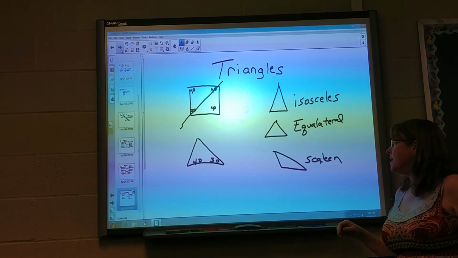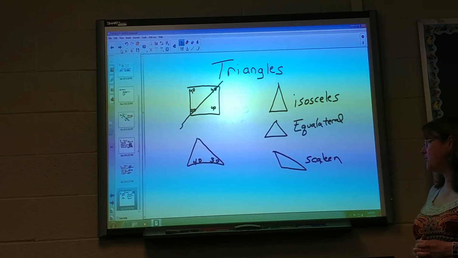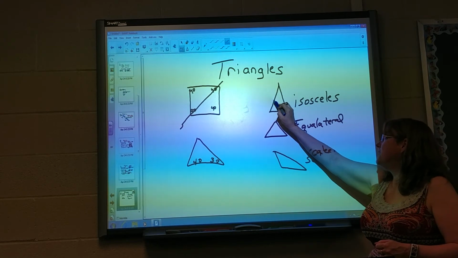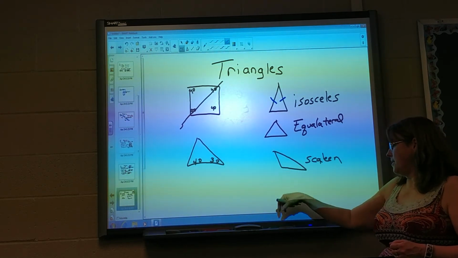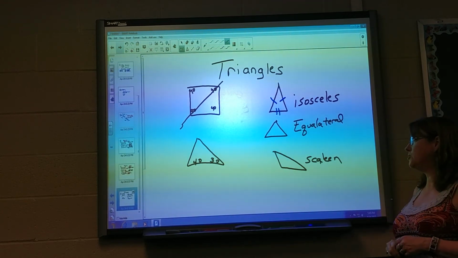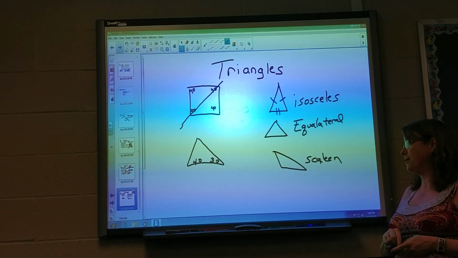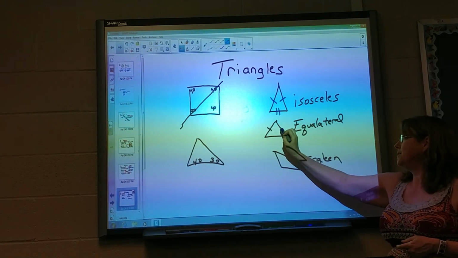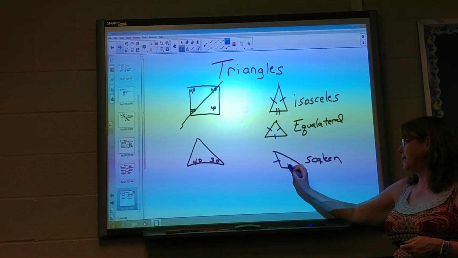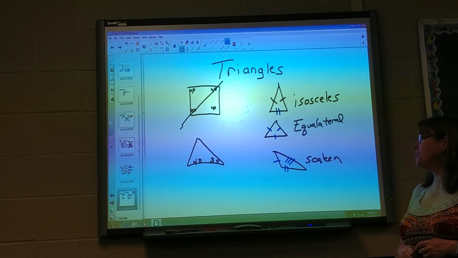We have three types of triangles that they could talk about. We have an isosceles triangle. That's where this side and this side are equal, and this one is different. So these are markings that you can use that say that this side and this side are the same and the one on the bottom is different. In an equilateral, each side is the same. In a scalene, each side is different. So 1, 2, 3, 1, 2, 3.